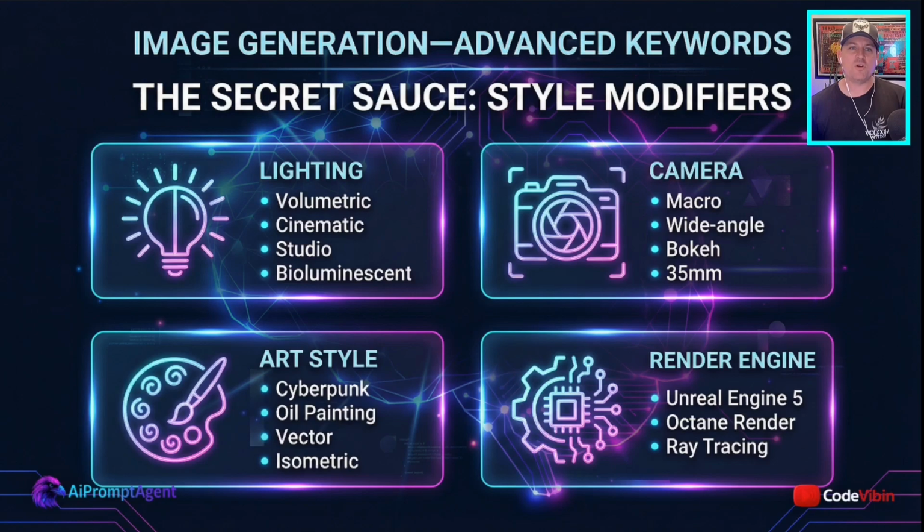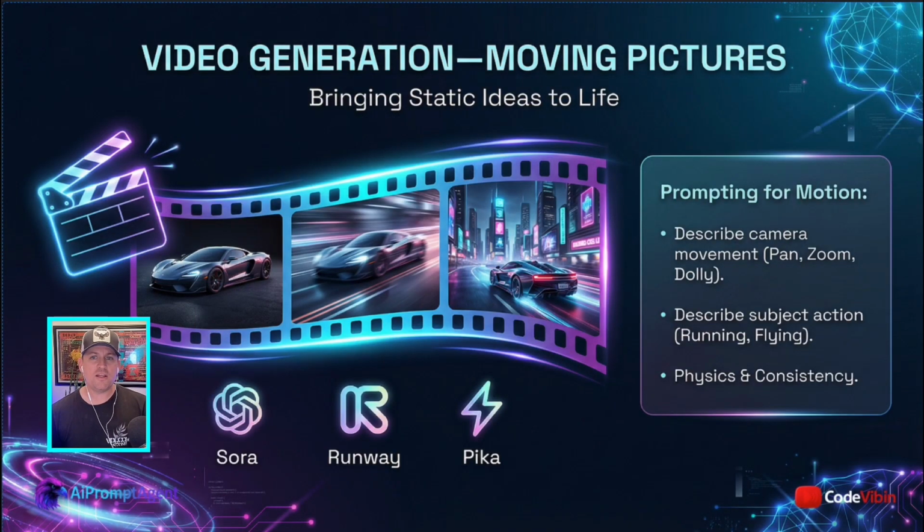Now let's add motion to the mix. AI video generation is the newest and most rapidly evolving frontier. Tools like Sora, Runway, and Pika Labs are allowing us to generate motion from text. The principles are similar to image prompting, but with the added dimension of time and camera movement. You must describe not just the scene, but how the camera moves, like pan, zoom, track, and how the subjects move within the frame. It's effectively directing a movie scene with a keyboard.